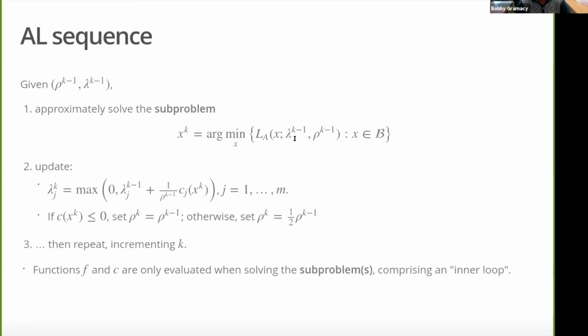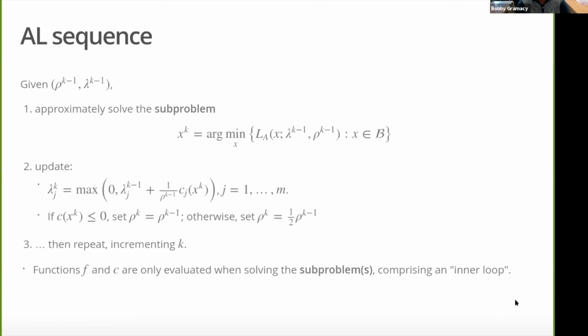You solve a subproblem, which is an optimization of a composite, a constraint-free optimization, and then you change the weights on the things in the augmented Lagrangian, and then you repeat. So this is the outer loop, and this is the inner loop. An important thing to note is that the functions that are expensive, these are expensive black boxes. They're only involved when you're solving the inner subproblem. So the expensive evaluations are in here, not in the outer loop.